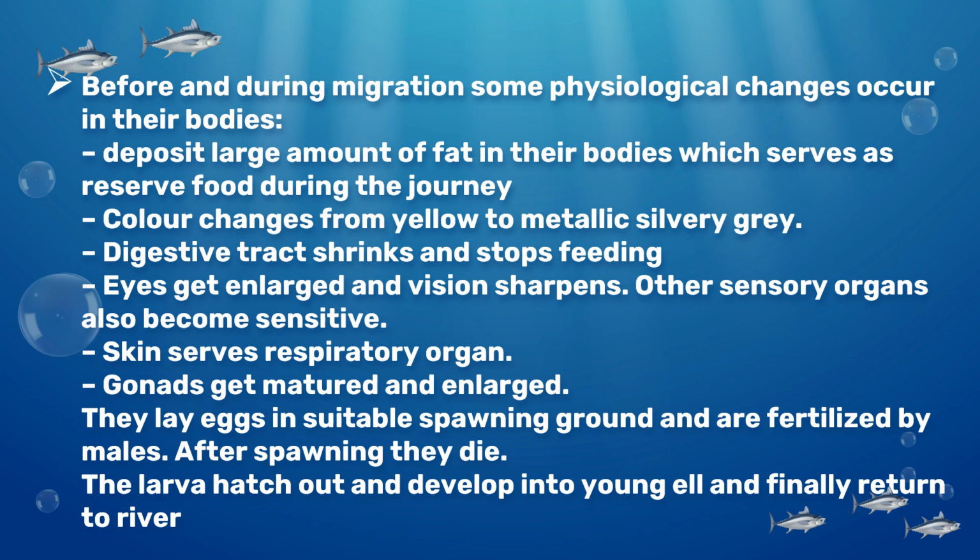Skin serves as a respiratory organ, and gonads get matured and enlarged. They lay eggs in suitable spawning ground and are fertilized by males. After spawning, they die. The larvae hatch out and develop into young eel and finally return to river.